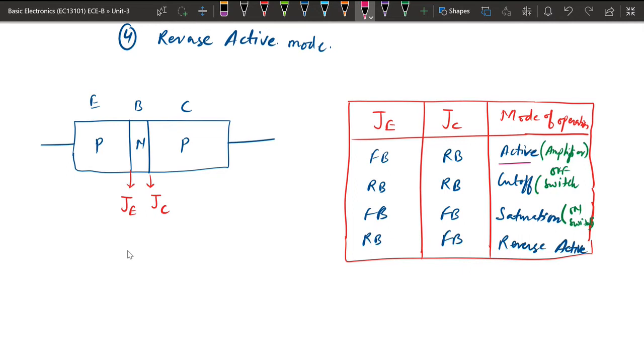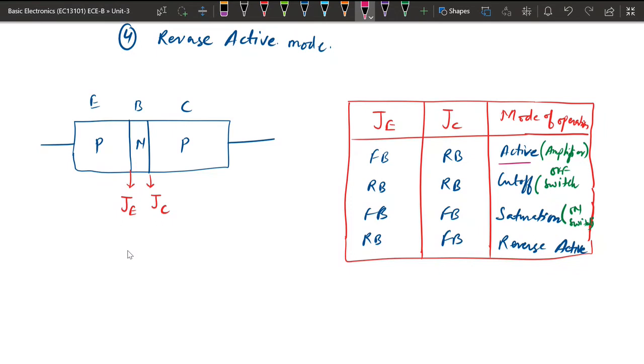Okay, so if there are two different diodes and both diodes are short circuit, that means the complete BJT will be short circuit, behaving like a short circuit. That means it will be an on switch. So in saturation, the BJT will be working as an on switch.